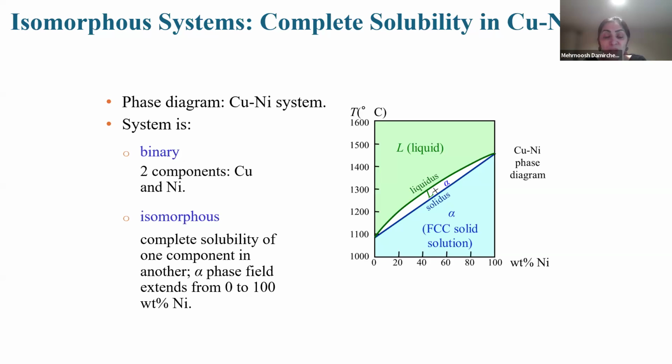What is an isomorphous system? An isomorphous binary phase diagram is shown here for the Cu and nickel system. It is called binary, as I explained in the previous slide, because it has two components, copper and nickel. The system is isomorphous, meaning the two metals are completely soluble in each other in both the liquid and solid state.